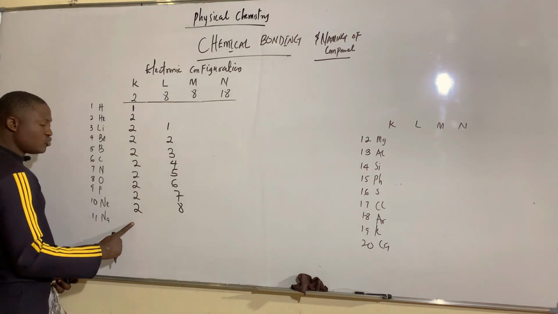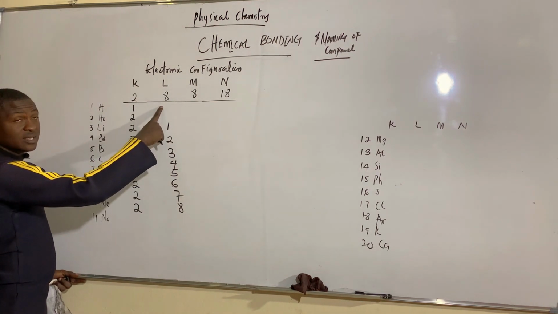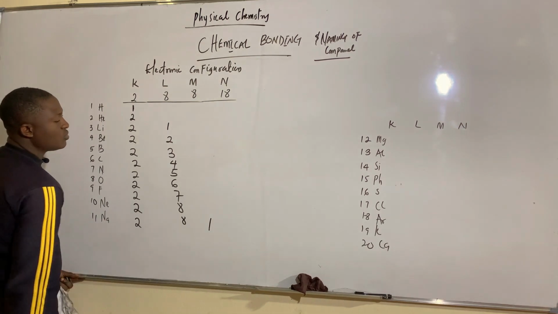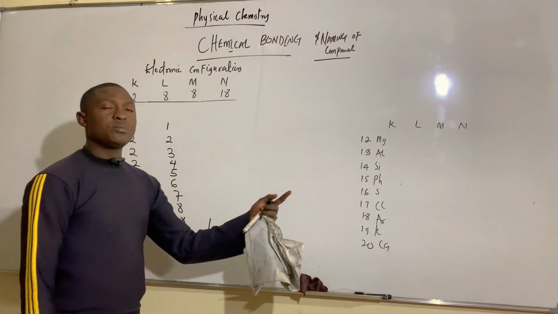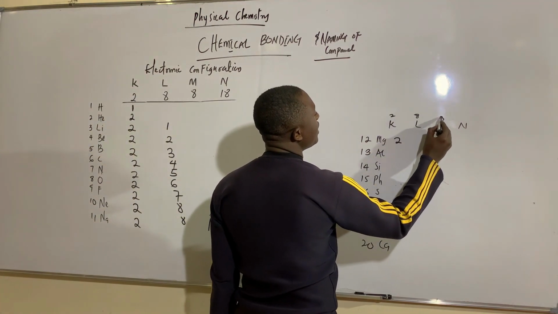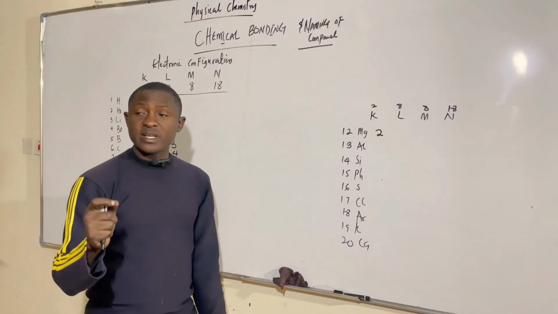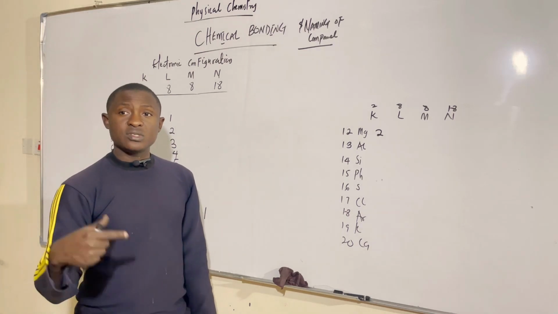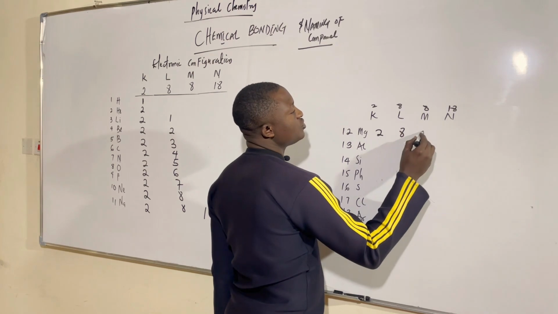Sodium is 11. Can I write 2, 9? No, because this shell cannot occupy more than 8, so we just have 2, 8, 1. Now, the next one, magnesium, is 12. The shells are 2, 8, 8, 18. Don't be confused, please. If you are using that 2n squared, it's supposed to be 2, 8, 18, 32. So science can take a U-turn. This is how we normally use it. So magnesium is 2, 8, 2.